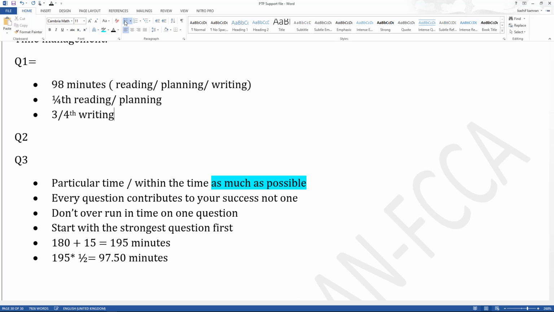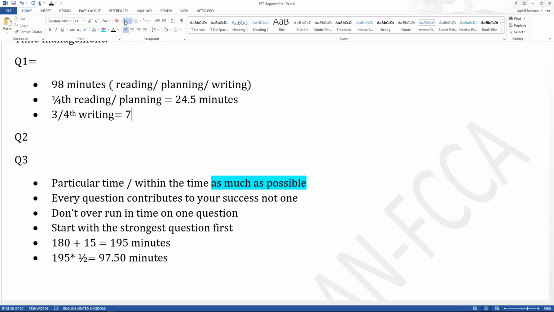I hope over the last 4 days, you have found the importance of reading and planning. You have found how important reading is. It helps you get a better answer. So, what is one-fourth of 98 minutes which you should spend on reading and planning the first question? 24.5 minutes. Okay, that's good. And how much time to write then? Roughly 73 minutes to write.